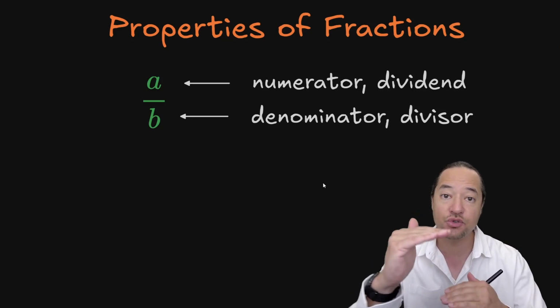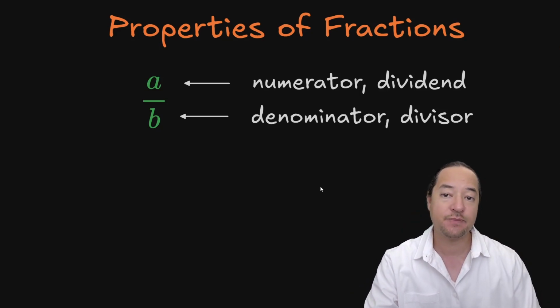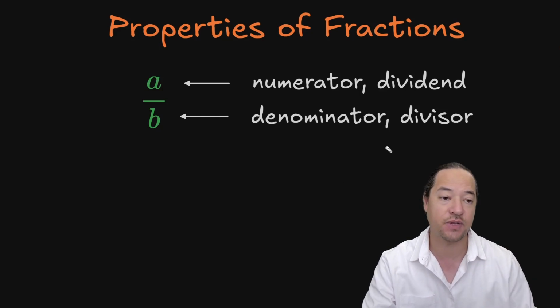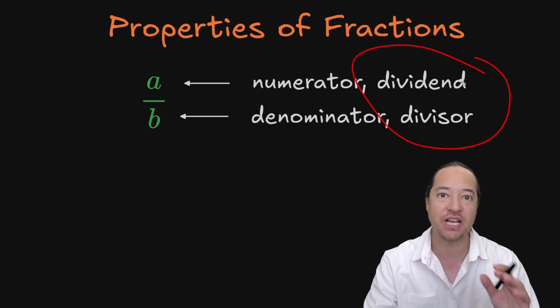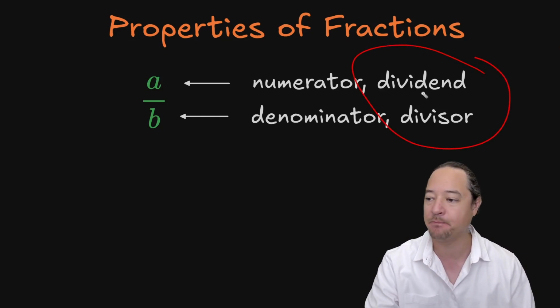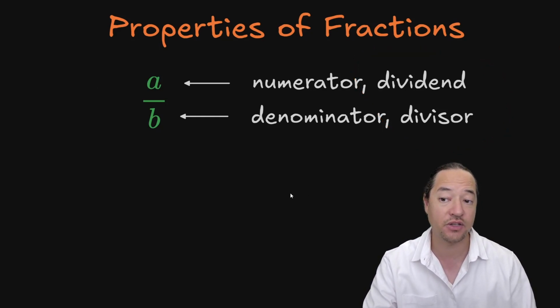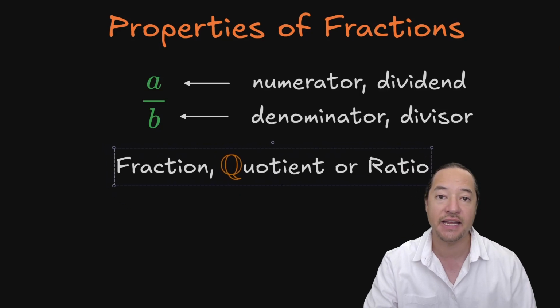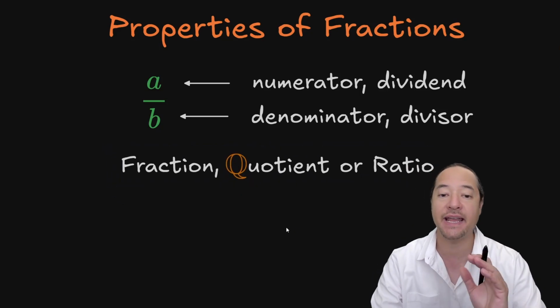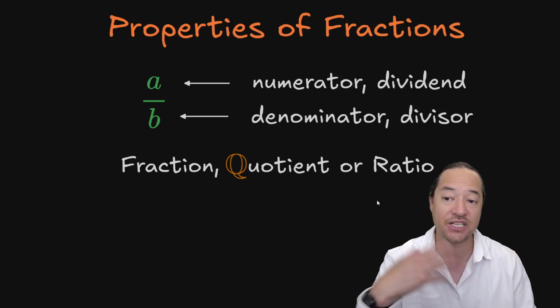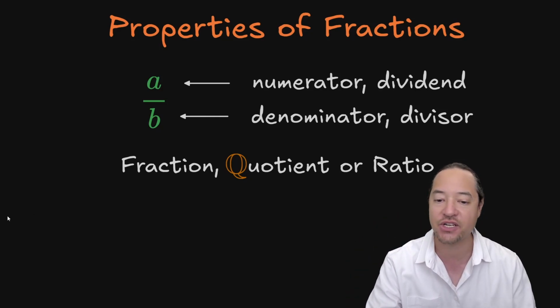Okay, so these are the two parts of a fraction, and that's because fractions sort of indicate division, right? And so that's where these division type vocabulary words come into play. So we can call this, of course, a fraction, but there's a few other ways we can call this. We can call it a quotient or even a ratio, right? So these are all different words that essentially mean the same thing, this kind of fraction.